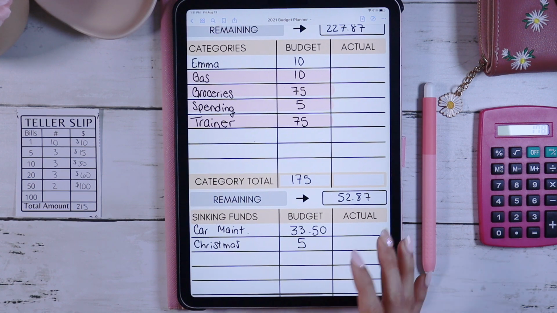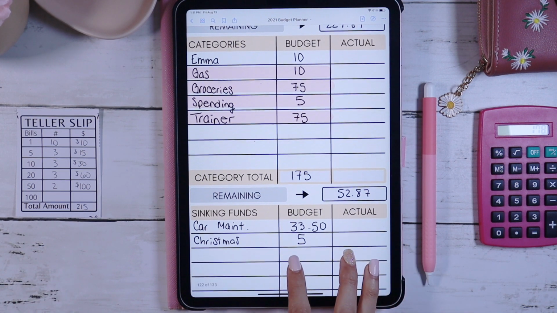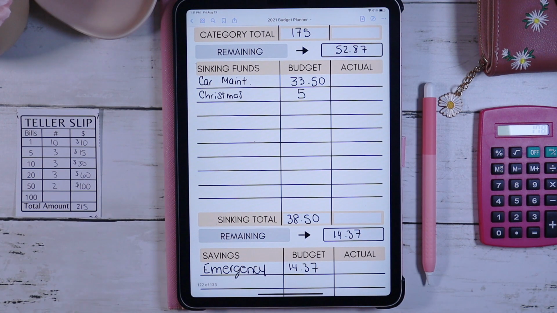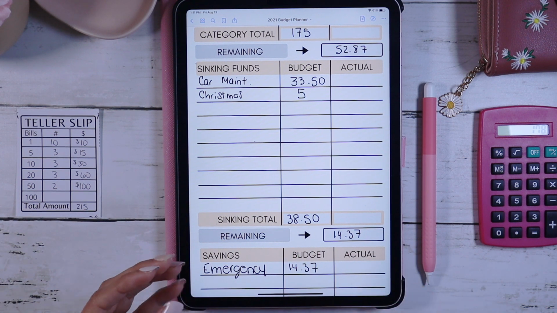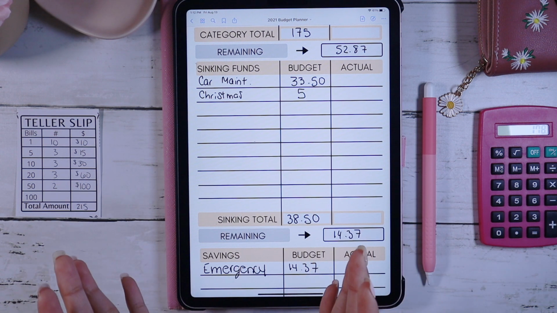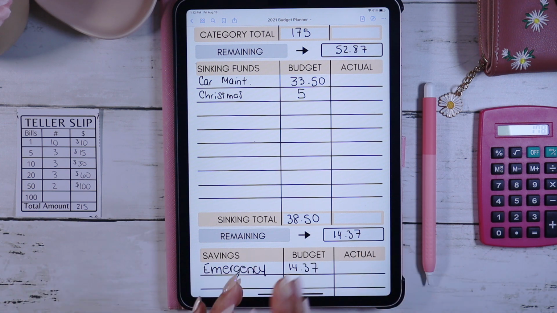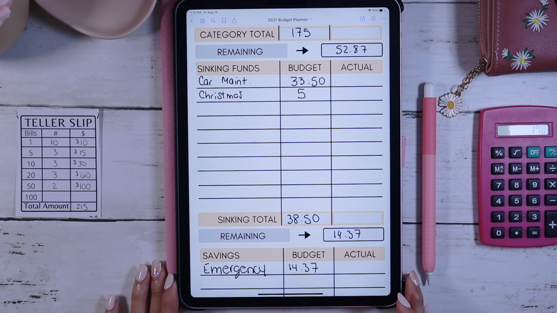So $52.87 is what we have remaining to break down into savings and other goals. This is where my husband and I will come together and have a discussion and ask, what is the biggest goal of ours right now? Where would we want all of these funds to be allocated for this season, this time in our life? This is where you weigh what is your highest priority, and that is where you can apply the remaining funds. So we're not adding to our sinking funds as much.